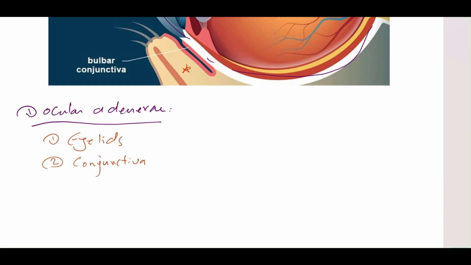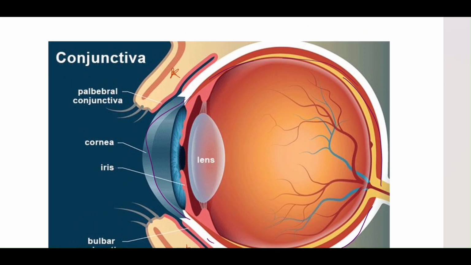Conjunctiva is a semi-transparent membrane that starts from the margin of the eyelid, lines the eyelid, forms the fornix, and reflects upon itself to cover part of the eyeball and ends at the limbus, the junction of the sclera and the cornea.